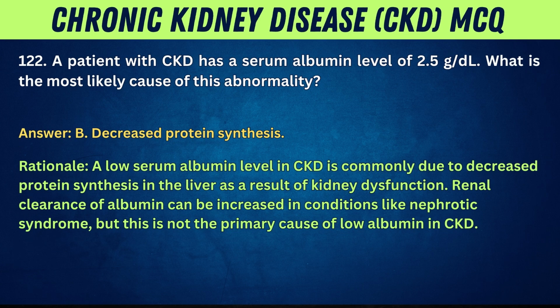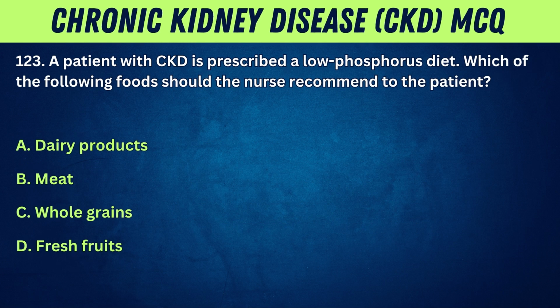Decreased protein synthesis. Rationale: a low serum albumin level in CKD is commonly due to decreased protein synthesis in the liver as a result of kidney dysfunction. Renal clearance of albumin can be increased in conditions like nephrotic syndrome, but this is not the primary cause of low albumin in CKD.